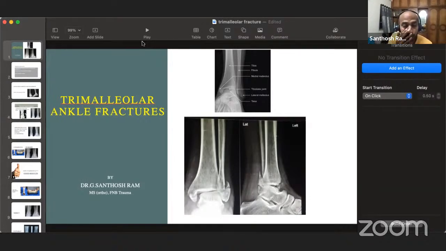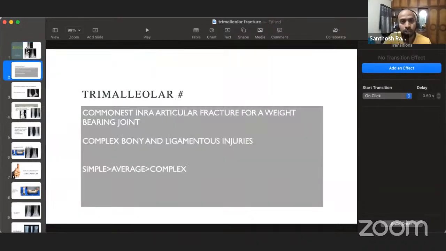So straight away going into this, now a small disclaimer. Actually Sushrut sir has extensively dealt about posterior malleolus, and now my preceding speaker sir has covered ankle fractures in toto. So most probably this would be a repetition of that. So I've tried to deal as practical as possible. So trimalleolar fractures, as we all know, are the most common intra-articular fractures for a weight-bearing joint. That is why we encounter them commonly.